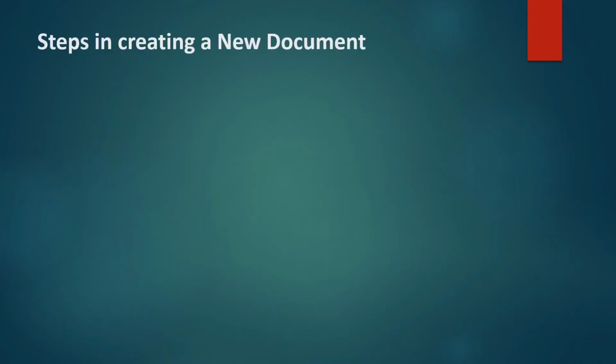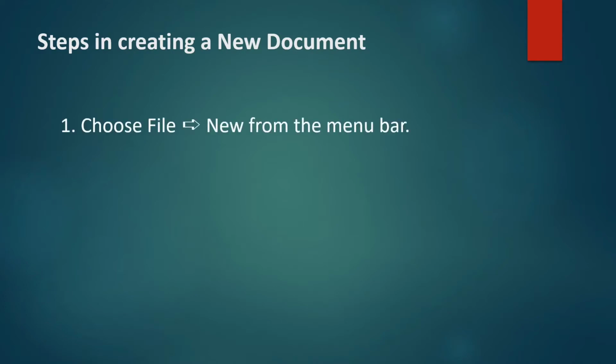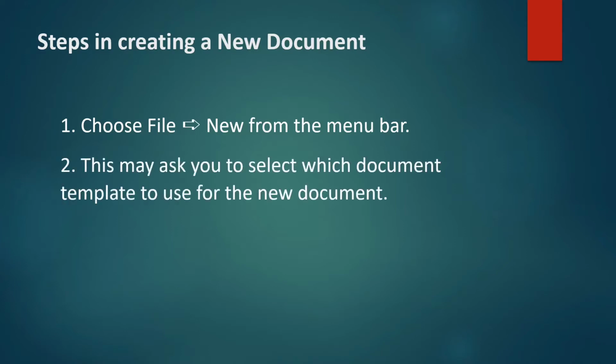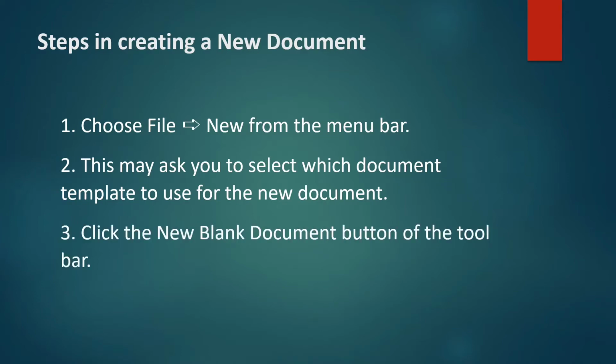Steps in creating a new document. Number 1, choose File, New, from the menu bar. This may ask you to select which document template to use for the new document. Click the new blank document button of the toolbar and or press Ctrl N on the keyboard.